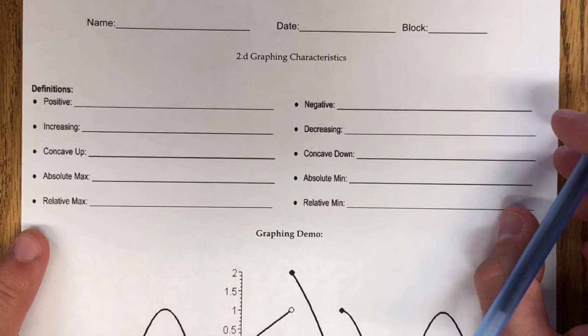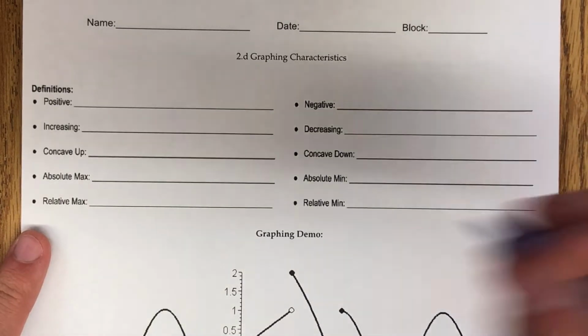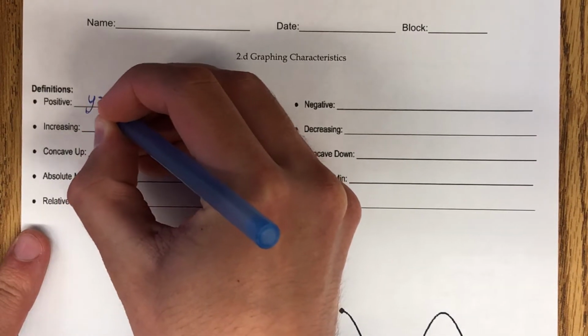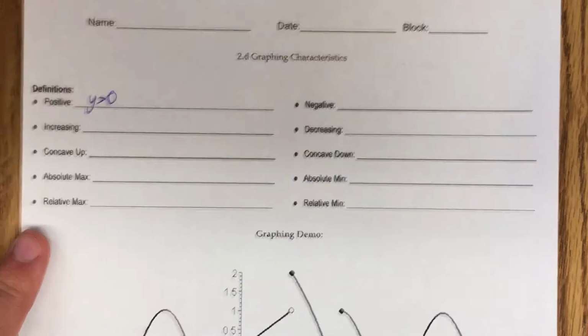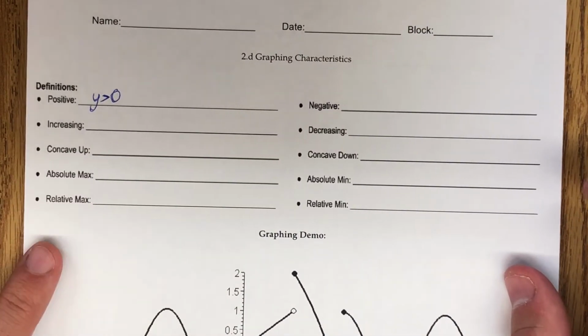So whenever we determine a piece of a function is positive, we are referring to whenever it's above the x-axis. So whenever the y value is greater than 0, that's what we would determine or call a positive function.